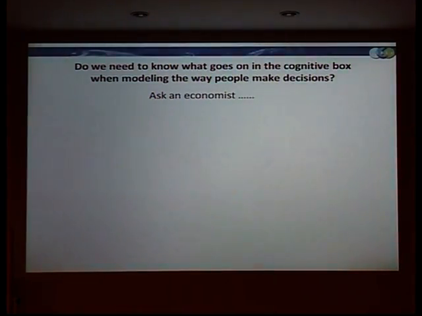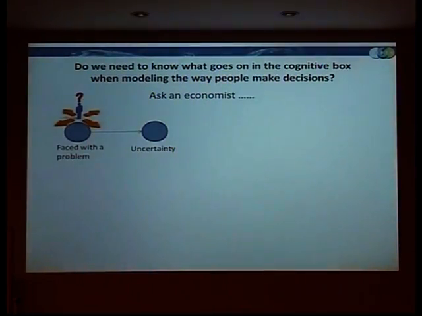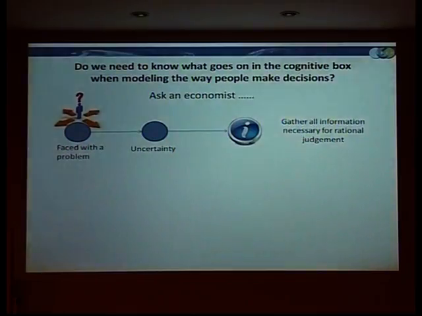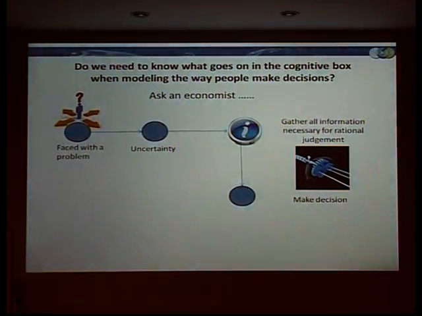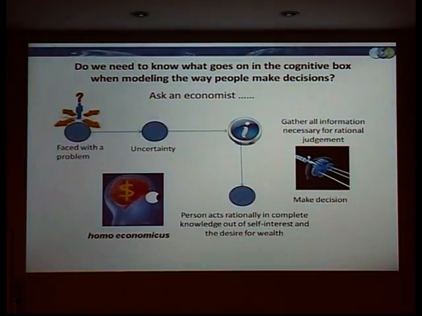Well, ask an economist. Sorry, Rashid, but I'm going to make some generalisations here. What do economists do? Well, they're faced with a problem, there's some uncertainty, the rational agent gathers all the necessary information to make a judgment, and he makes a decision. So this is what is called homo economicus. And this is, of course, a generalisation. But the economists assume the person acts rationally, in complete knowledge of all the information, out of self-interest, with the desire for wealth. So this is the basic principle of economics.